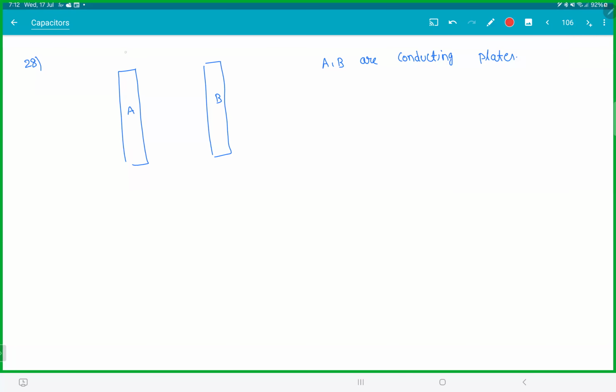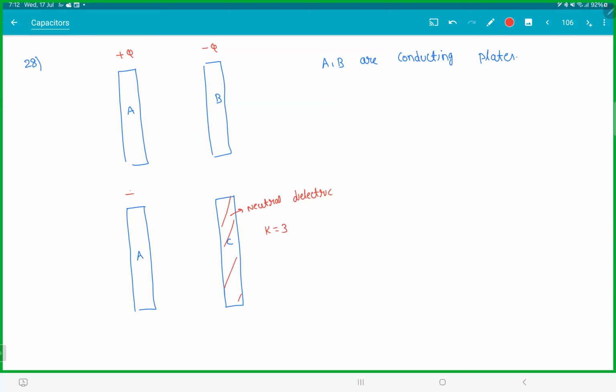This charge is plus Q, minus Q. Then you took A. This is a neutral. I'll just shade with some color. Dielectric plate where K is equal to 3. A is given charge Q, that thing is 0 charge.